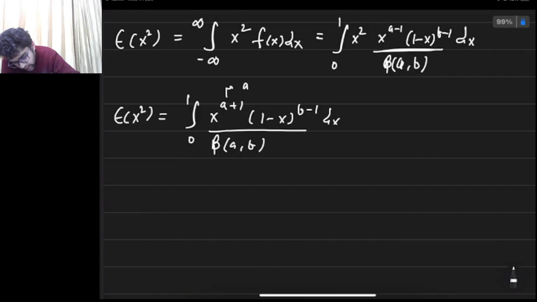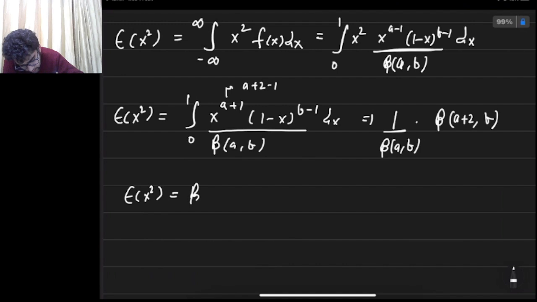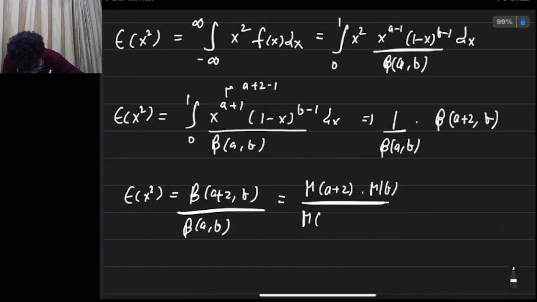This a plus 1 can be written as a plus 2 minus 1. So this gives me 1 upon beta a comma b into beta a plus 2 comma b. So my E of x square is beta a plus 2 comma b divided by beta a comma b, which gives me gamma a plus 2 into gamma b divided by gamma a plus b plus 2, into gamma a plus b divided by gamma a into gamma b.